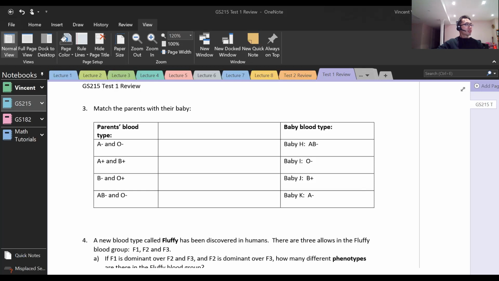And remember, when you do these questions, you should not be doing any Punnett square or anything like that. Okay.